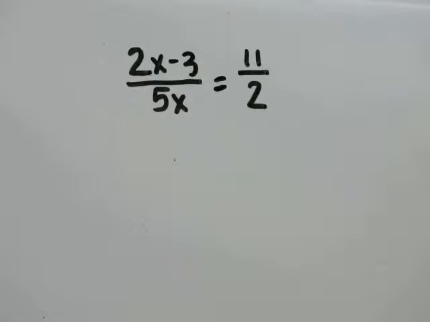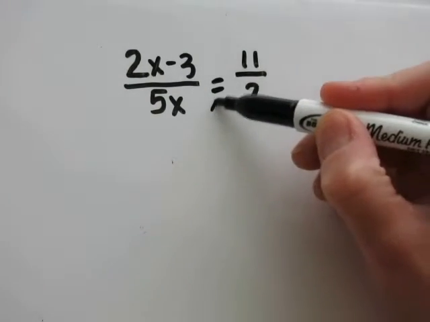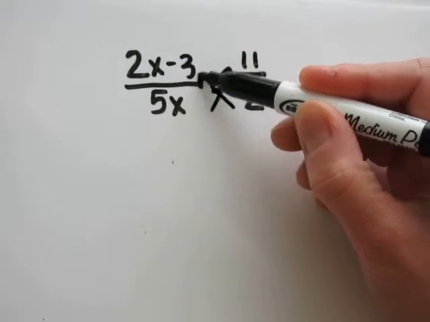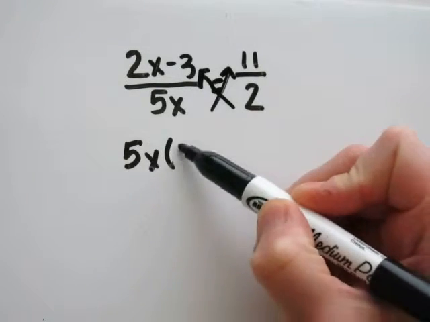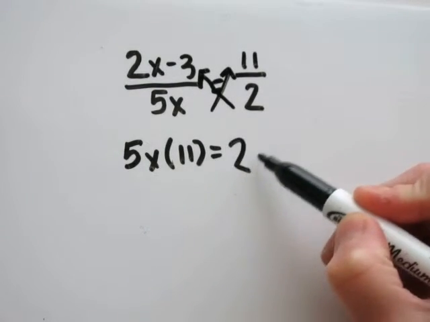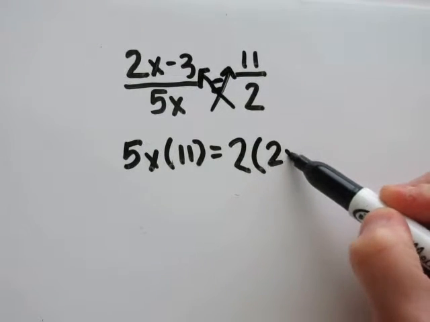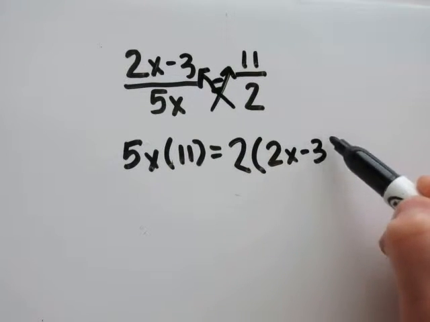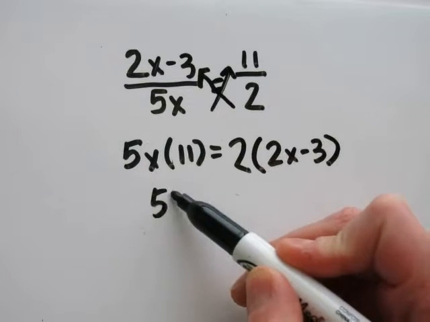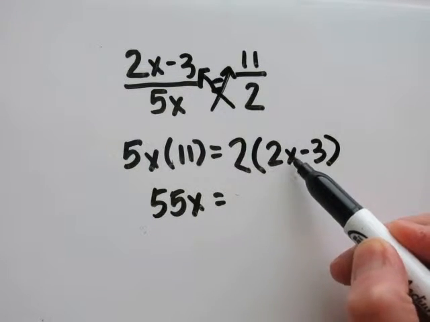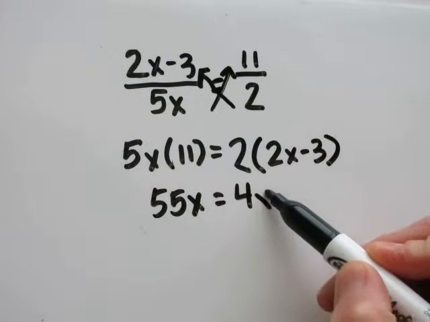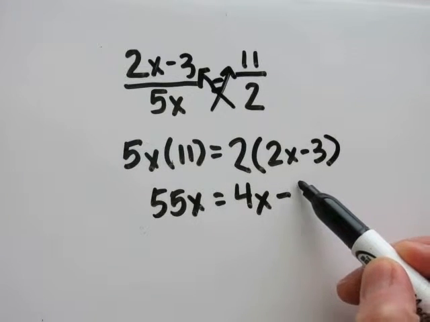Problem 22, 2x minus 3 over 5x equals 11 over 2. My first step will be cross multiply. Have 5x times 11, 2 times x minus 3. It's 55x. 2 times 2x is 4x. 2 times 3 is 6.